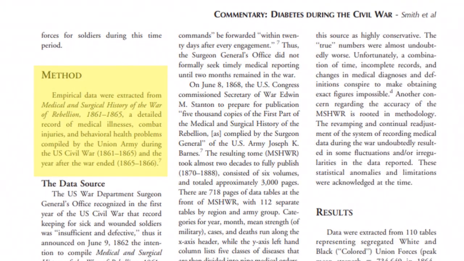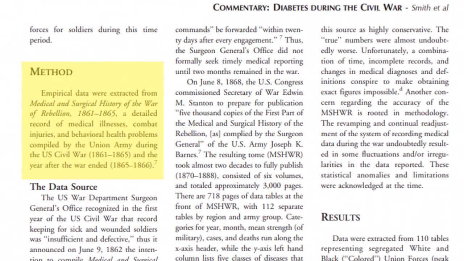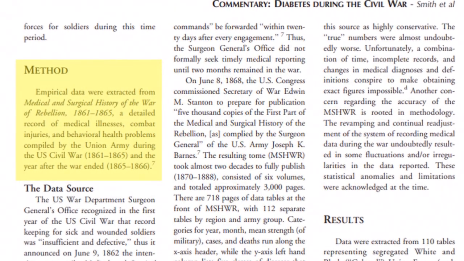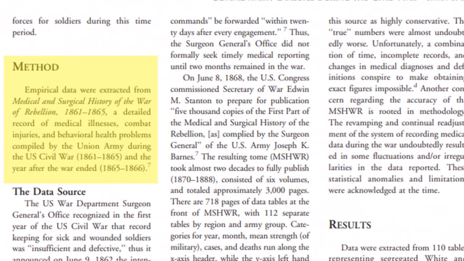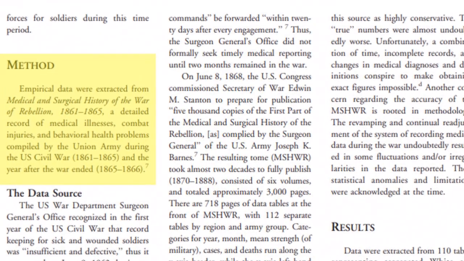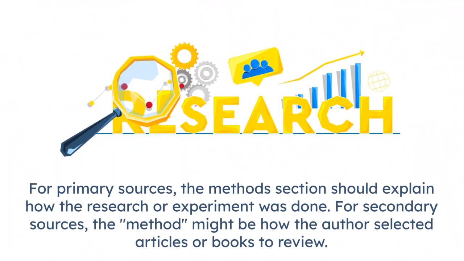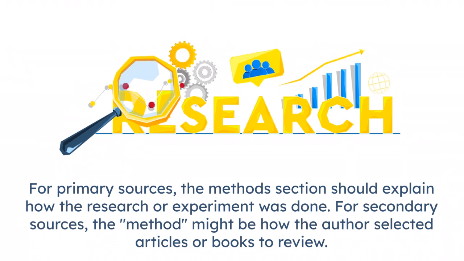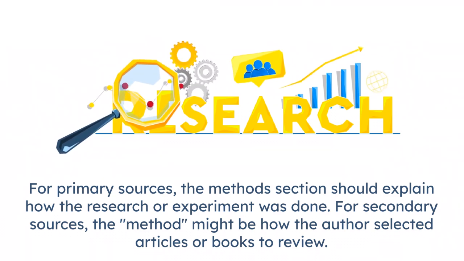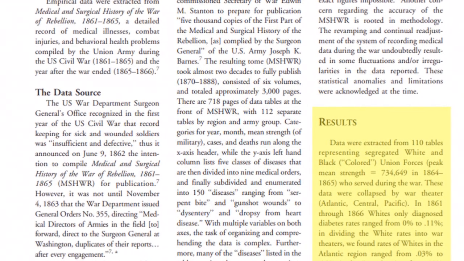If the author did research for the article, there should be a method or methodology section. The authors will tell you how they did the research. This is important because other authors need to be able to repeat or recreate the research. In some articles, the method section will explain how an experiment or study was done. In others, the authors might explain how they selected books or articles to analyze, or how they looked through data that already existed. The results section contains the data collected during the research process.